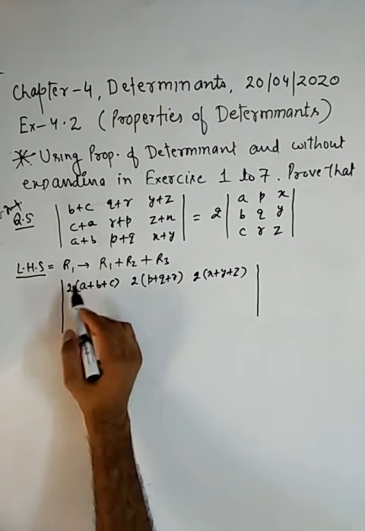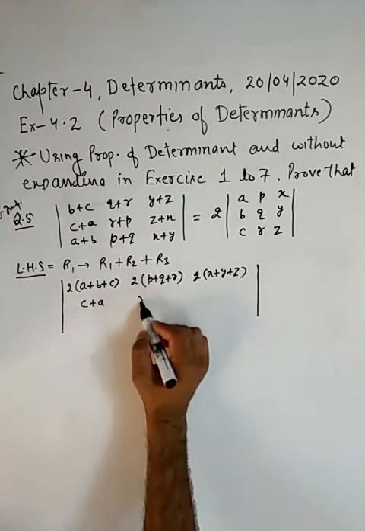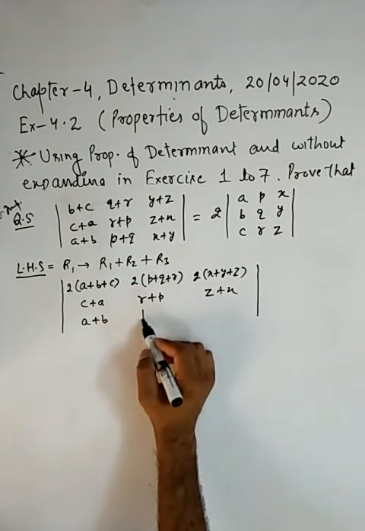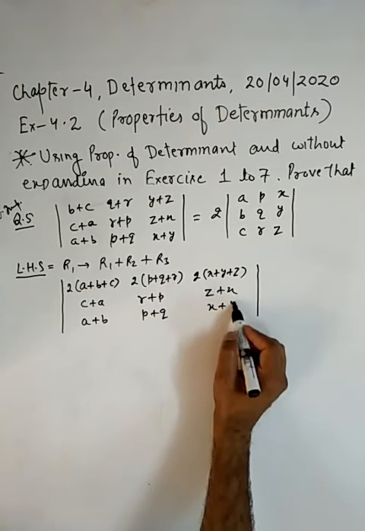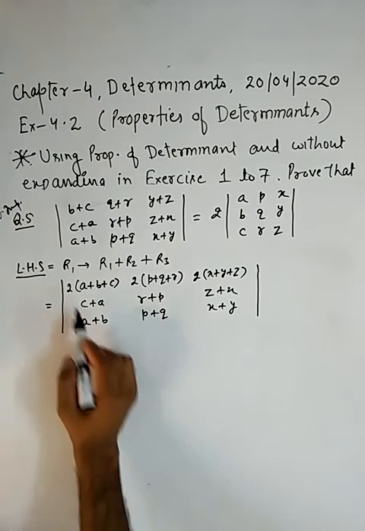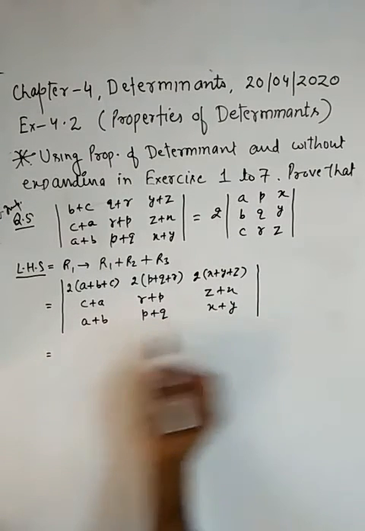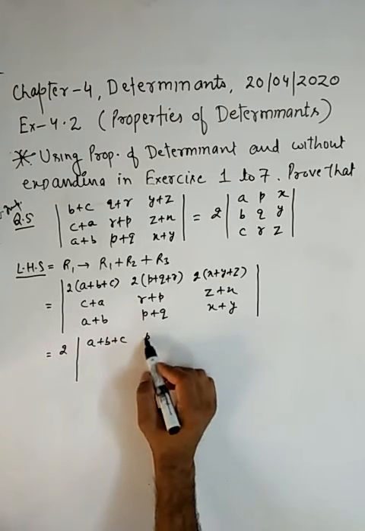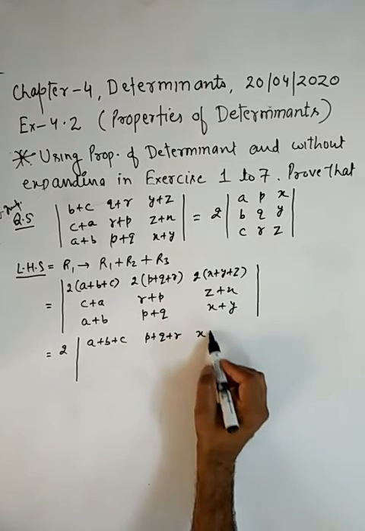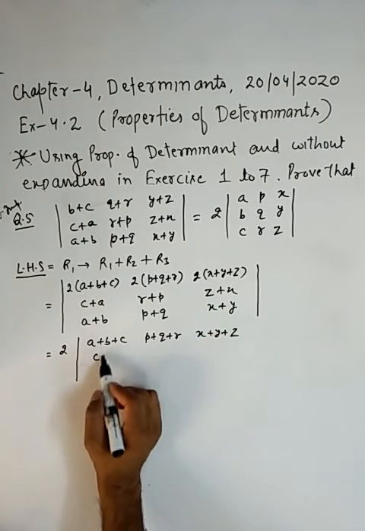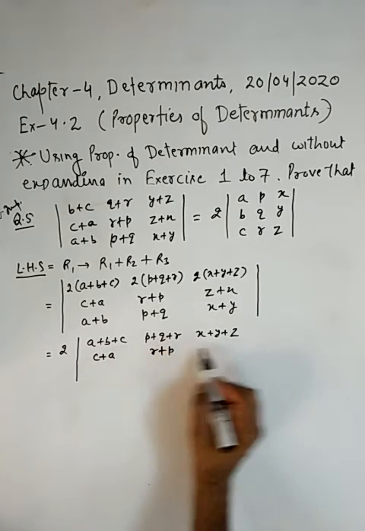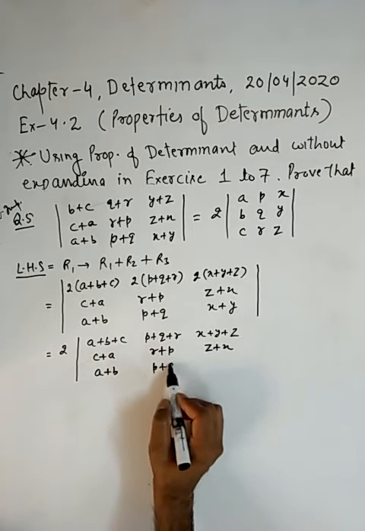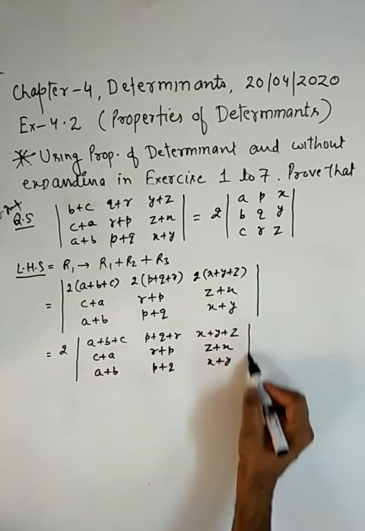Only row 1 is changed. Row 2, row 3 remains same. C plus A, R plus P, Z plus X. A plus B, P plus Q, X plus Y. Now taking 2 common, you will write here 2 as common from row 1, left with a plus b plus c, p plus q plus r, x plus y plus z, c plus a, r plus p, z plus x, a plus b, p plus q, x plus y.